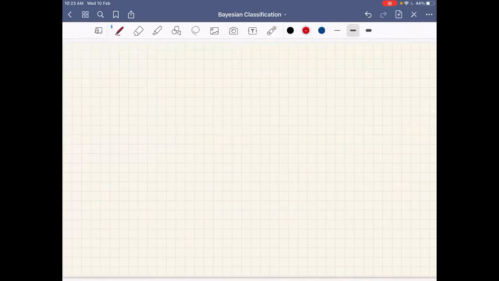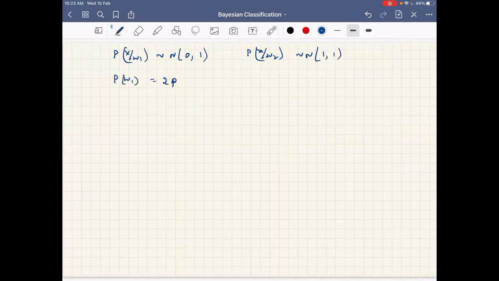So let us see this now, quickly. P of x given omega 1 is normal, same example. P of x given omega 2 is again normal with 1 comma 1. And now P of omega 1 is equal to 2 times P of omega 2. Let us solve and see what the decision boundary is in this case. I request each of you to solve quickly. I will keep writing and I will write the final answer if one of you gets it.